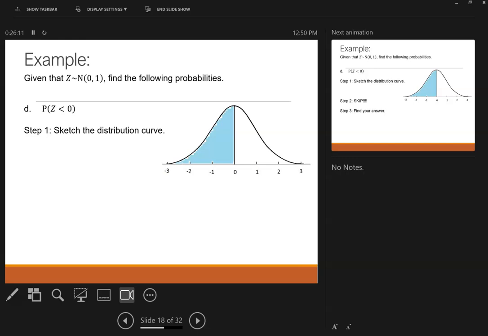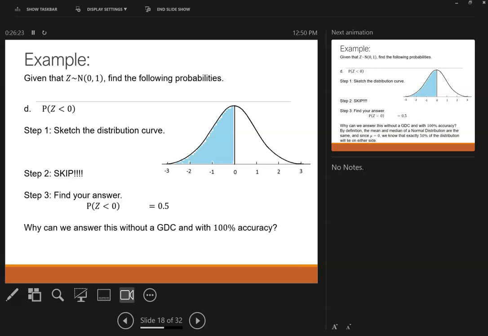0.5, right? Why is it 0.5? Just half the curve, right? The curve's symmetric. The total area under it is 1. Half of 1 is 0.5. Wonderful. I did it with no calculator needed. So far, so good.